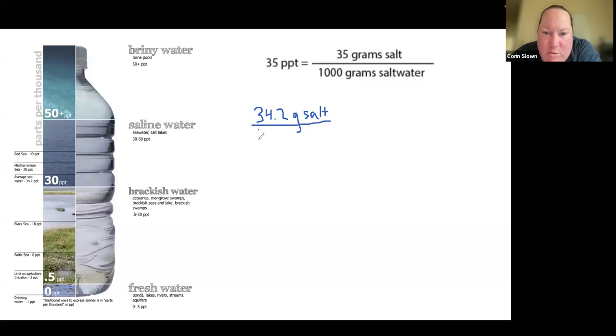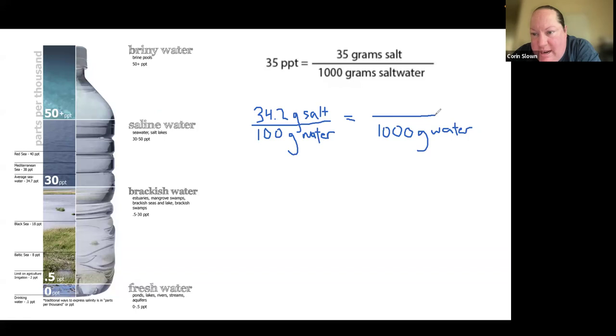Well, if that was per 100 grams of water, how would I get it to the calculation that I need? Because I need 1,000. So I can set this up as a ratio, just like what we've done before. So if I had 1,000 grams of water, or 1 liter, I could calculate the amount of salt that I would need.